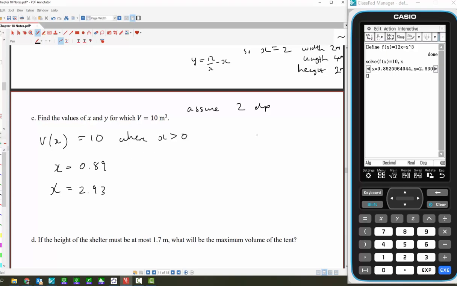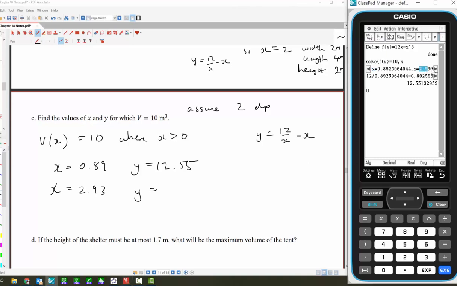Now, recall that y is equal to 12 on x take away x. So all I would do now is do 12 over this value of x, take away this value of x. Here we go. Which is y equals 12.55.